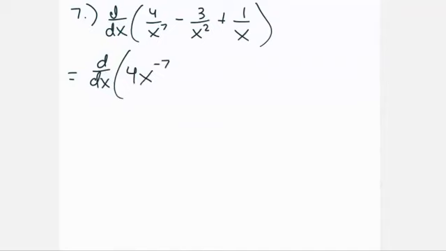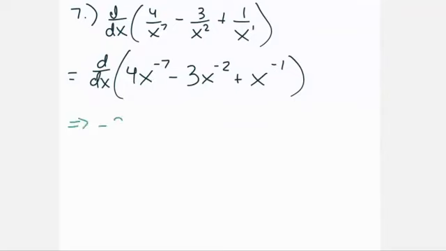So that in the denominator means that it's -7, or it just helps avoid sign errors, which is the main thing that probably happens on a problem like this. So I rewrite them all as negative exponents. And so now I can take the derivative.